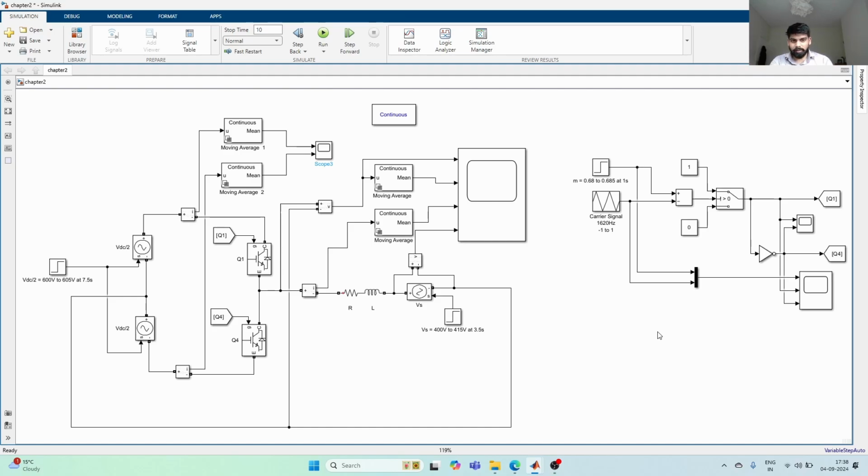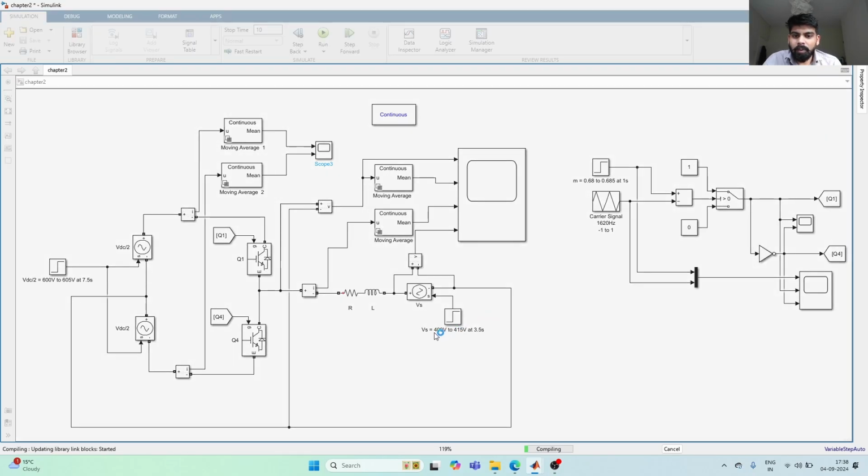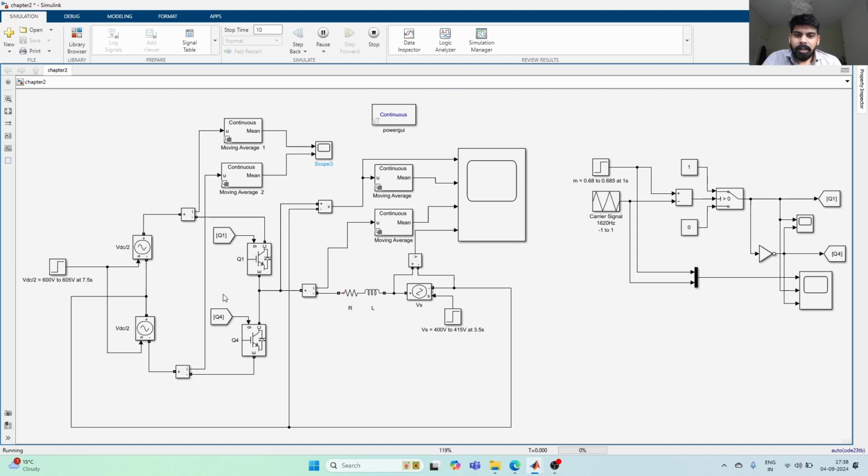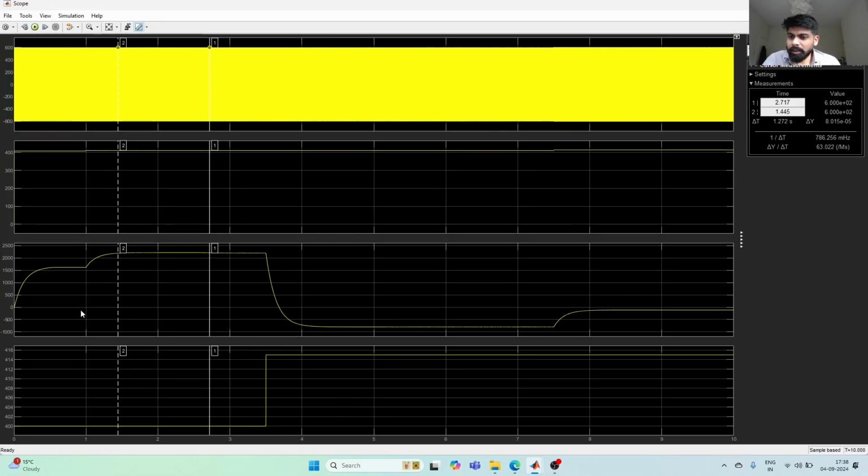For example, you can see that on the screen. So we changed the m, which is the modulation signal, at 1 second, and we saw that when we change it to a higher value, we get a higher current. And similarly, we saw what happens if we change the source voltage, or the DC voltage, right? So at 1 second, we change the modulation signal to 0.685. When it is increased to a higher value, we get a higher value of current.